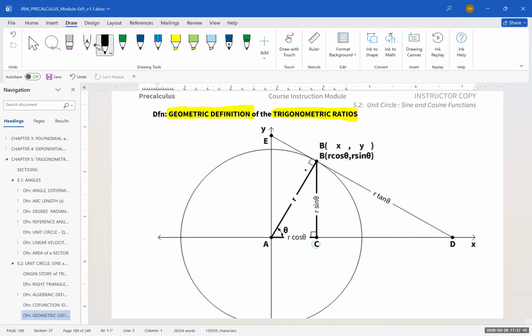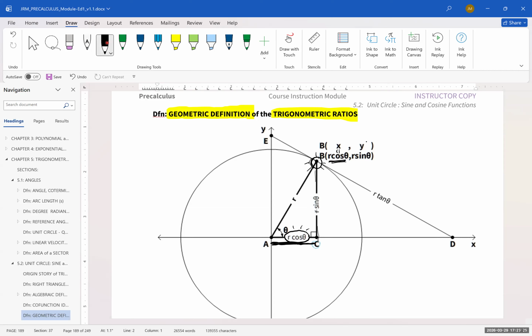Okay. And so what are the consequences of setting this up this way? So one consequence is that the length of this line segment, the length of this side of the right triangle, is equal to the radius of the circle times cosine theta. And the x coordinate at this point is exactly this value, r cosine theta.